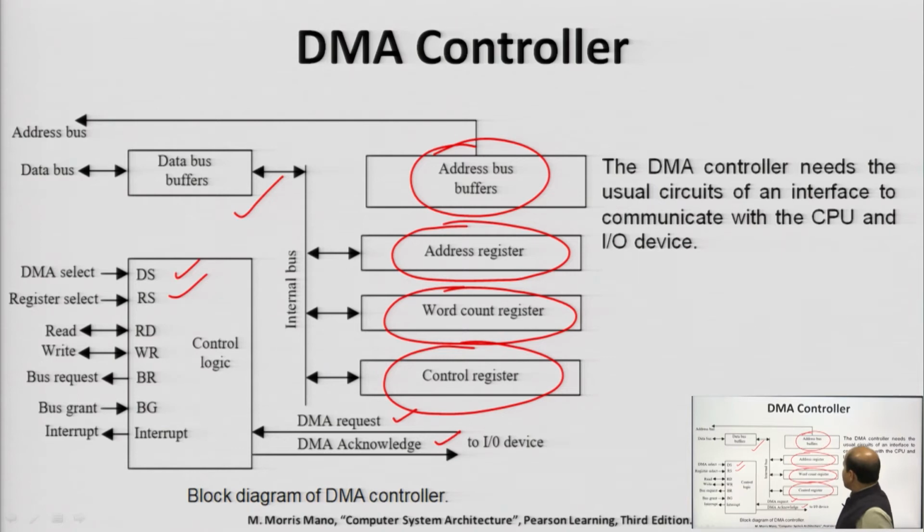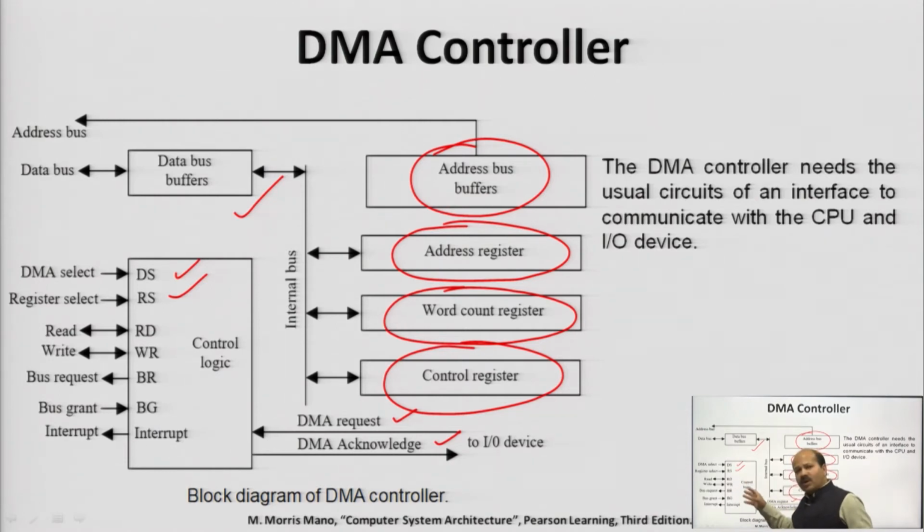Corresponding to that, what register is selected? There are 4 types of registers you can see. So, what register is selected is specified using register select. These signals are issued by the CPU informing the DMA for data transfer, and if it is a read or write operation, these pins are used, read or write, and the read and write signals are issued by the CPU.